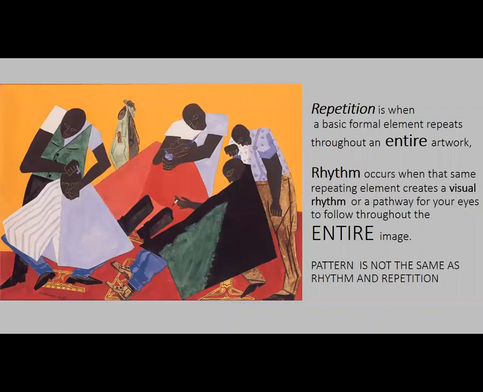So like there, we see that there is a repetition of triangular shapes and triangular, even negative space in this image. So we say that triangular shapes repeat throughout this entire artwork. Then when we talk about the rhythm of those triangular shapes, we name all the places that the triangular shapes are found in the image. And because those triangular shapes repeat throughout the entire image, what they do in effect is they create a visual rhythm or a pathway for eyes to follow throughout the entire image.